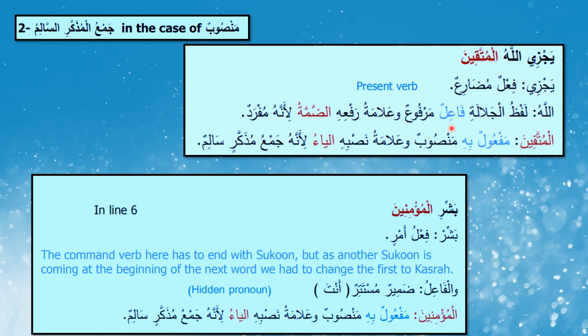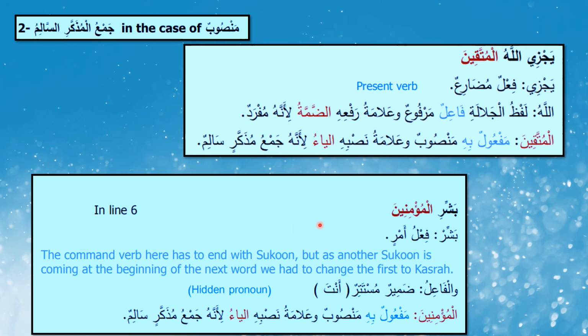Allahu lafzul jalala fa'ilun. How do you know? It's in marfu case by seeing the dhamma li'annahu mufrad. Al-muttaqin falls under the position of maf'ul bihi after the fa'il. And how do you know this is in maf'ul bihi mansoob position? By seeing the ya. And you need to give your reasons. Proof: Mansubun wa alamatu nasbihi al-ya li'annahu jama muzakkar salim.